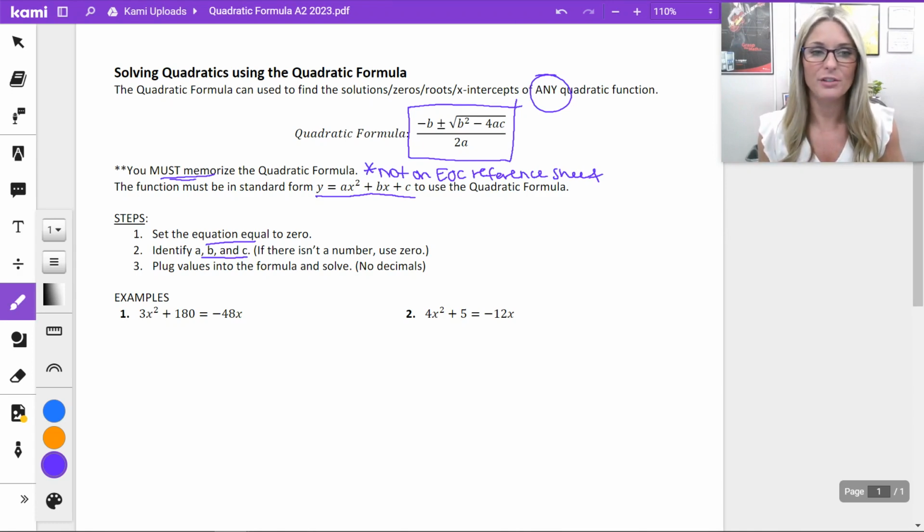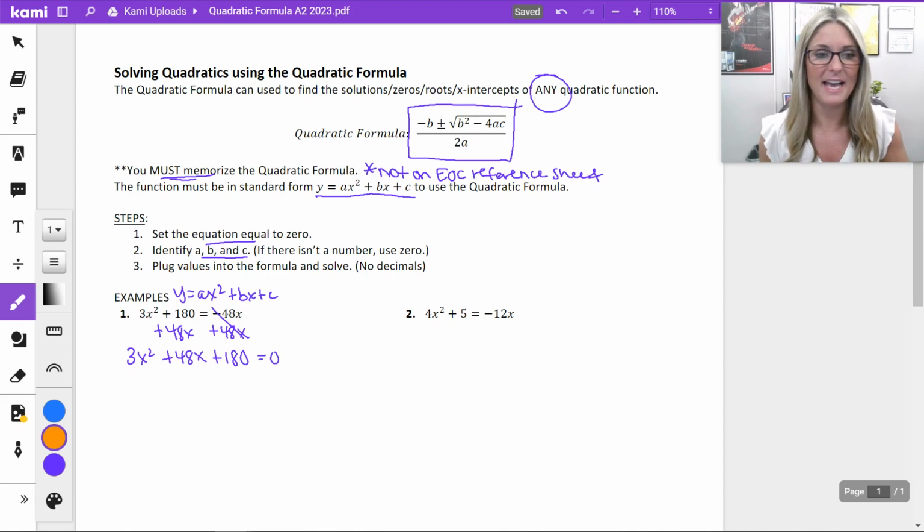Let's look at number 1. 3x squared plus 180 equals negative 48x. It's not in standard form yet. Remember, we want it to look like ax squared plus bx plus c. So I'm going to add this 48x to the other side. Rewriting it in that standard form, 3x squared plus 48x plus 180 equals 0. Now I can identify my a, b, and c values here. a is 3, b is 48, and c is 180.